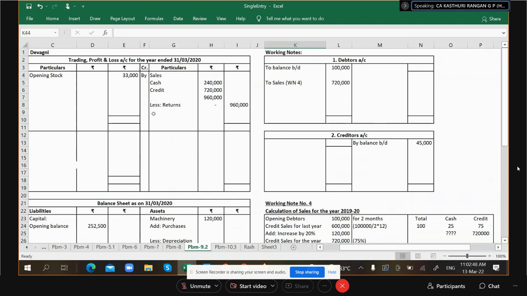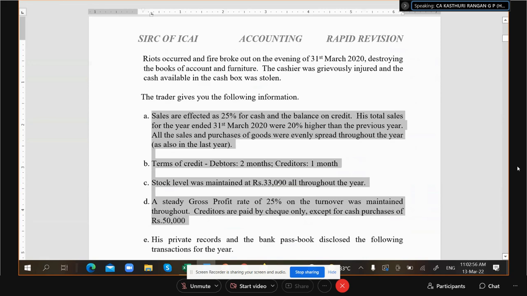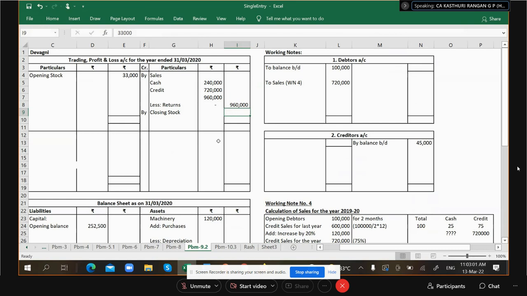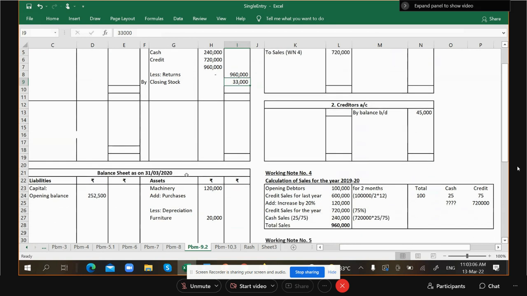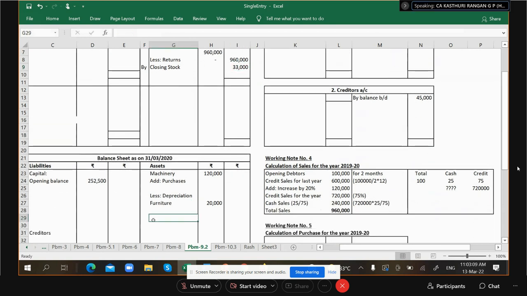Okay, no returns, so net sales. Of course, you'll put the closing stock also. What is the closing stock in this problem? It's given 33,000 all throughout the year. Therefore, opening stock is 33, closing stock is also 33. Then you will show the closing stock in the balance sheet also. So please remember, closing stock should be put in the balance sheet as well as in the trading account. Now, friends, is it possible to find the purchases for the year?